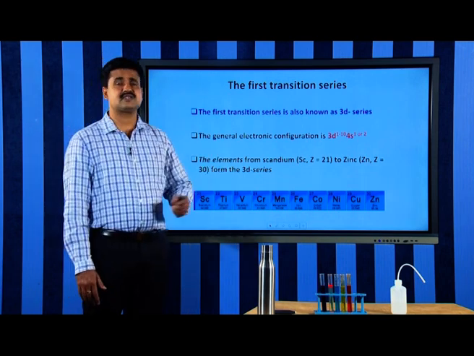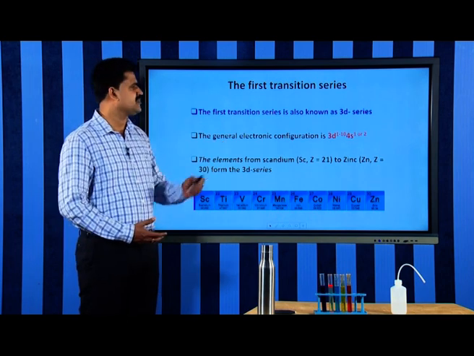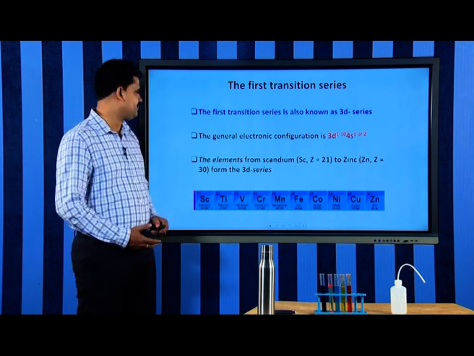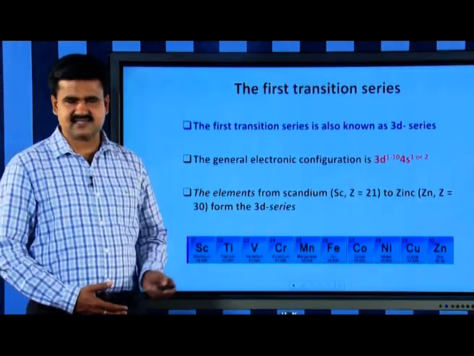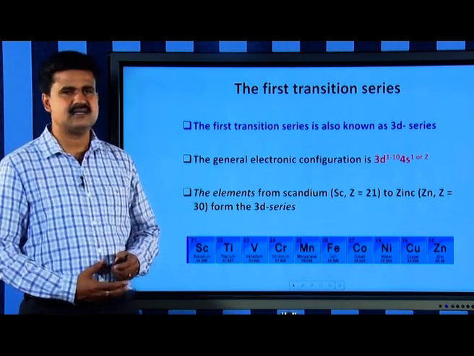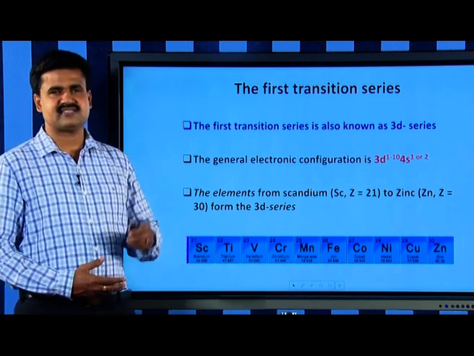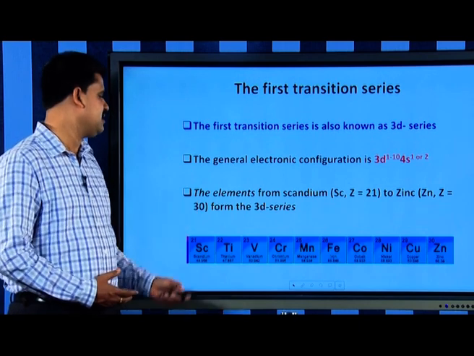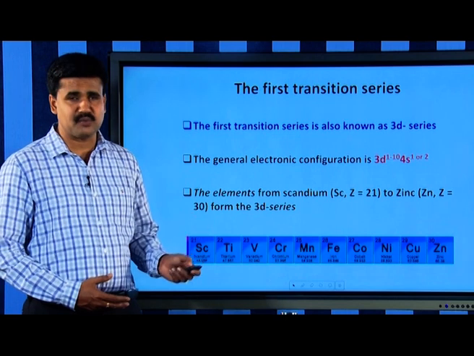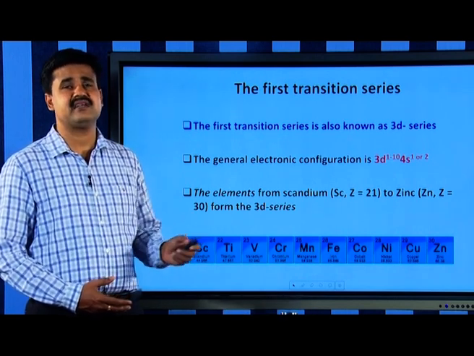The general electronic arrangement of the 3d series of elements is 3d1 to 10, 4s1 or 2. The elements range from scandium with atomic number 21 and end in zinc with atomic number 30. That is, the elements of the 3d series are 10 in number and they are scandium, titanium, vanadium, chromium, manganese, iron, cobalt, nickel, copper and zinc.